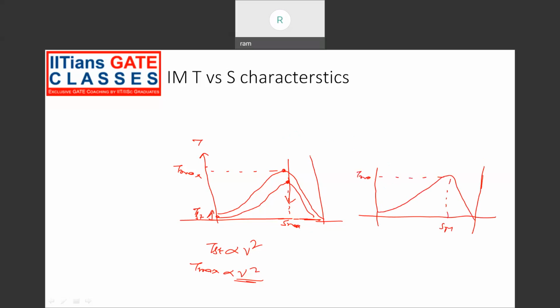This is T max. Now what we know that S max is given by R2 by X2. I'm adding external resistance to the rotor. So R2 will increase. So what happens? SM will move in this direction. So this is SM1, let's say SM2. Similarly, we also know that the starting torque is proportional to R2. So R2 increases, starting torque increases. So this is TST1. So new starting torque is TST2. So the curve will look something like this.